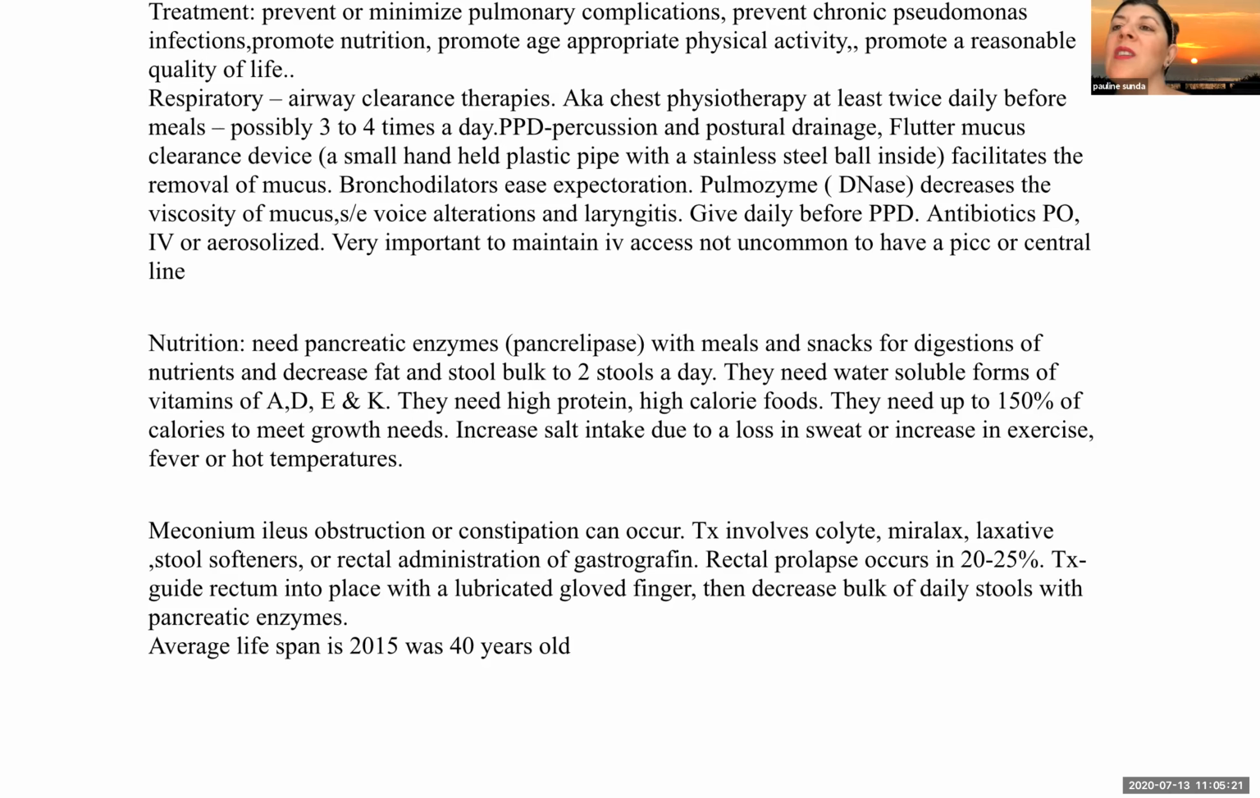Bronchodilators can ease the expectoration of the mucus. Pulmozyme or DNase decreases the viscosity of the mucus. Some side effects include voice alterations and laryngitis. You want to give it daily prior to the percussion and postural drainage or the chest physiotherapy. Antibiotics may be given orally, IV, or aerosolized, so they're inhaled into the lungs. It's very important to maintain an IV access, and it's not uncommon for these children to have a PICC line or a central line.